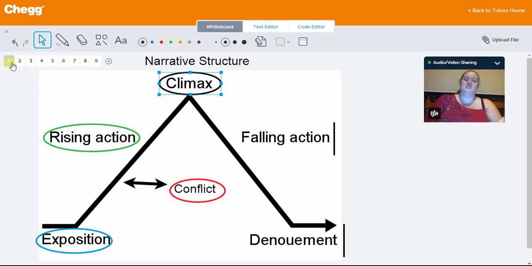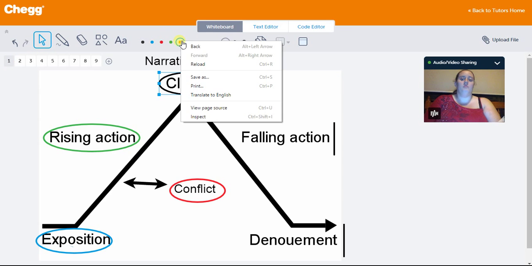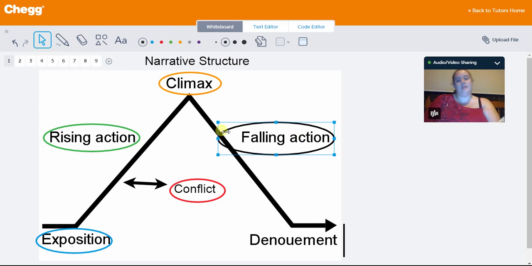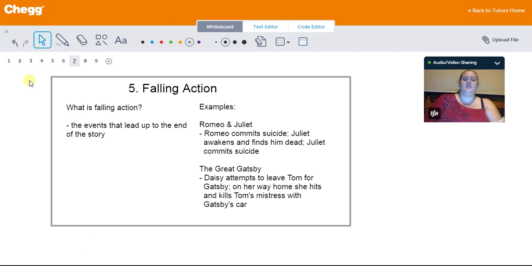After the climax, this is when things start to kind of go downhill. So this is where all the minor details are tied up. So yeah, the events that lead up to the end of the story.